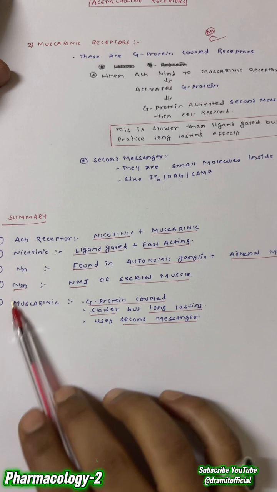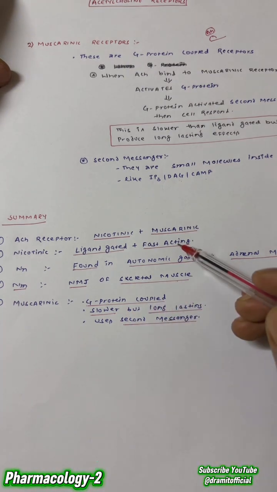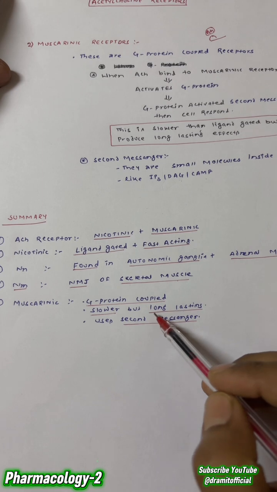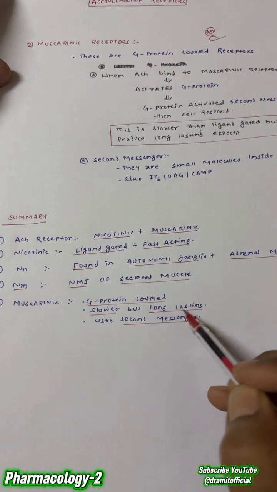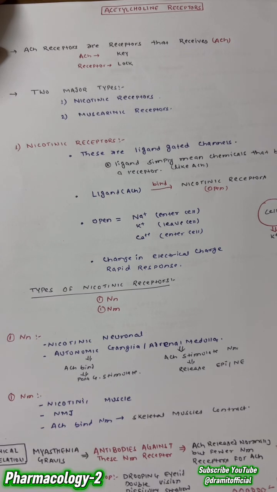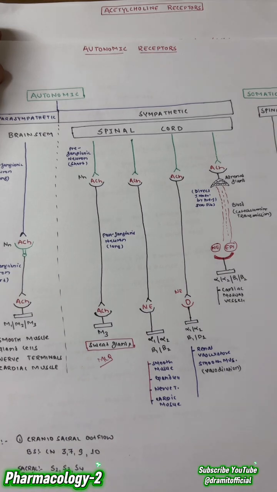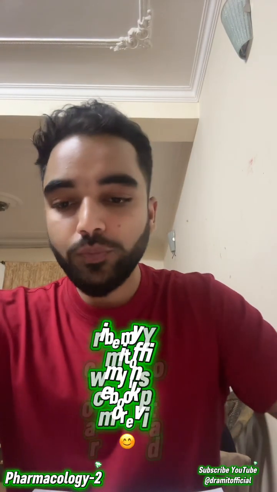Muscarinic receptors are G protein coupled receptors, and these are slow in comparison to nicotinic receptors, but they are long lasting, and they use secondary messengers to act. So this is all about acetylcholine receptors, nicotinic and muscarinic, and how they work in our body. Yesterday we covered autonomic receptors in our last shot.